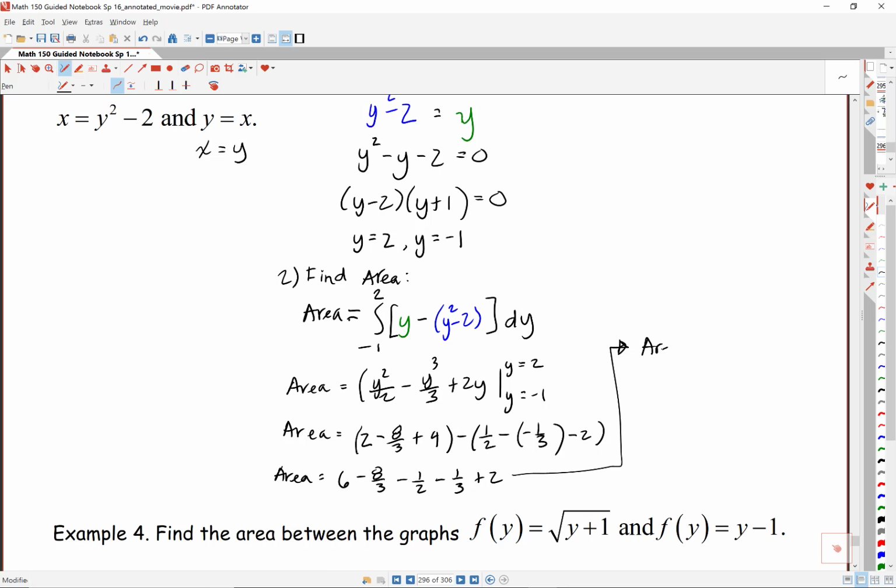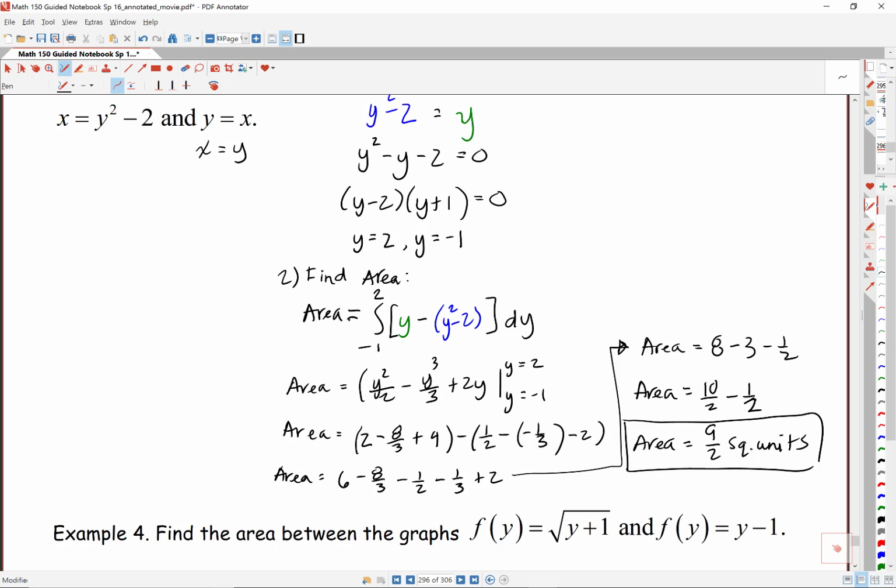So we'll have an area of, let's see, 6 plus 2 is 8. And then negative 8/3 minus 1/3 is negative 9/3, which is minus 3. And then minus 1/2. So our area will be equal to 8 minus 3 is 5. And 5 is the same as 10/2, and then minus 1/2. So our area is, lo and behold, 9/2 square units, which is much easier, I think, than doing it as a function of x. Okay?